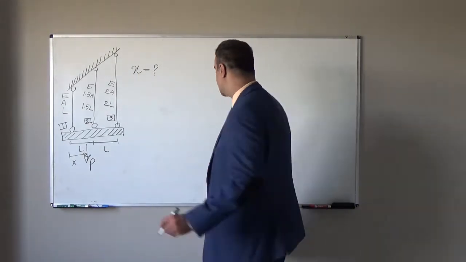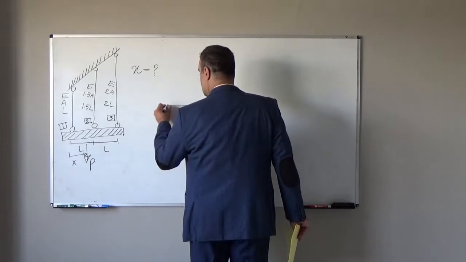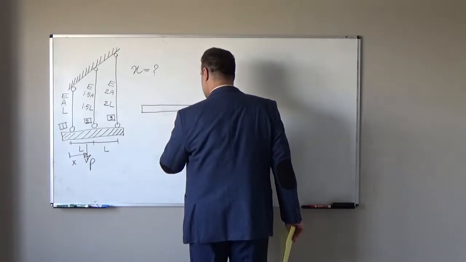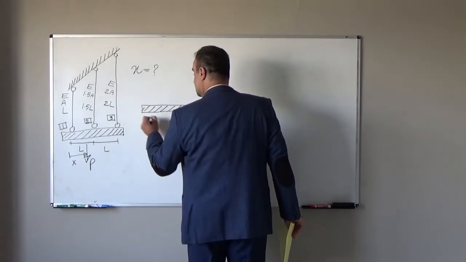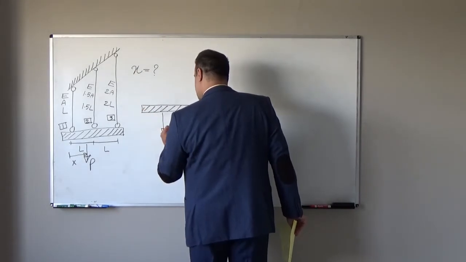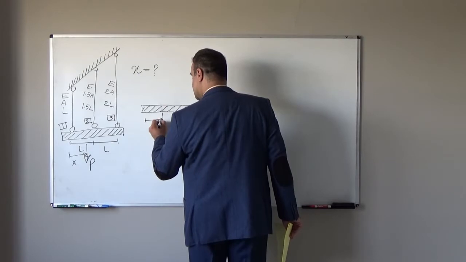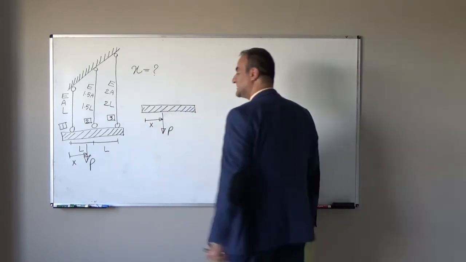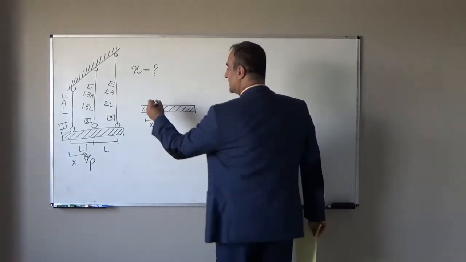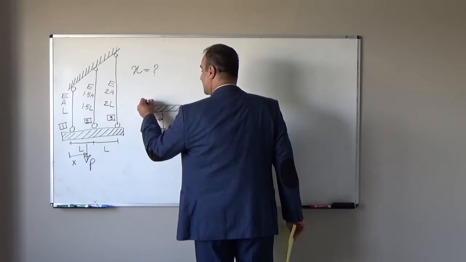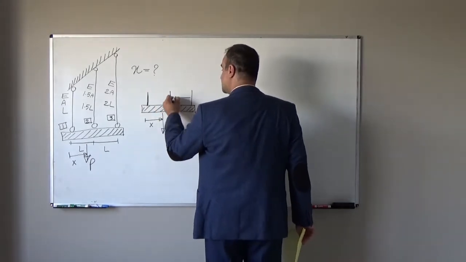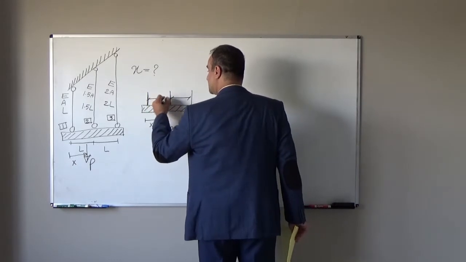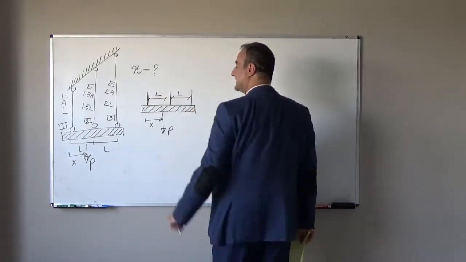How will I find that? Let's look at the problem behavior one more time. We have a rigid beam here, external load P, and the location of the external load from point 1 is X, which is unknown. But I know we have one bar here, another bar here. The spacing between bars is L and L.